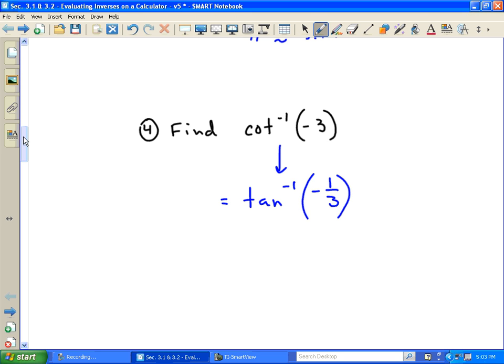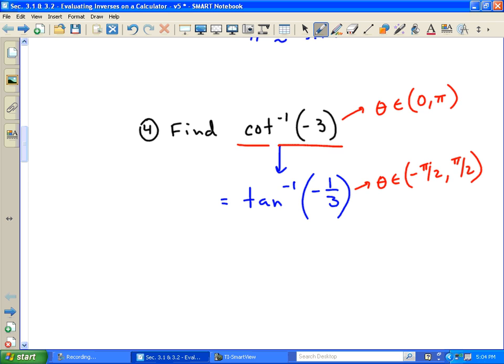Now, there's been a change in the restrictions. For cotangent, the restriction on my angle is my angle needs to be in between 0 and pi. For tangent, the restriction on my angle is in between -pi/2 and pi/2. Because the restriction has changed, I need to pay careful attention to the value I get out, and I may have to adjust that so that it's a proper value for the original question, which was cotangent inverse.